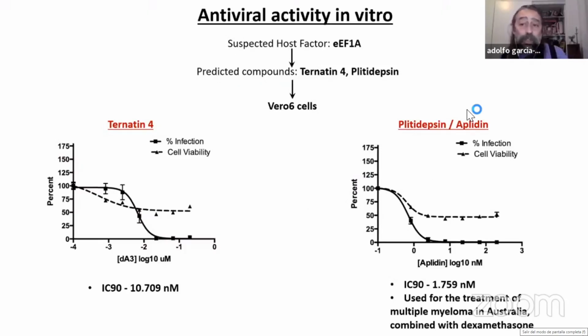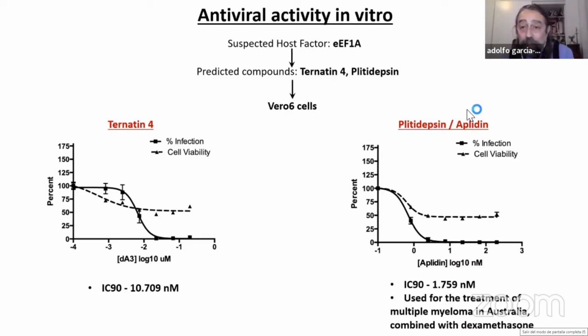So we took all these host factors. I'm going to show you the one that is most promising in our hands, and how we led to a particular inhibitor that is now in phase 3 clinical trials. This one of the factors is called EEF1A. It's a host factor normally involved in protein translation, in making our own proteins. It was found to interact with 2 of the proteins of SARS-CoV-2. And it was known to have some inhibitors that have been used or tried for the treatment of some cancers, Ternatin-4 and Plitidepsin.